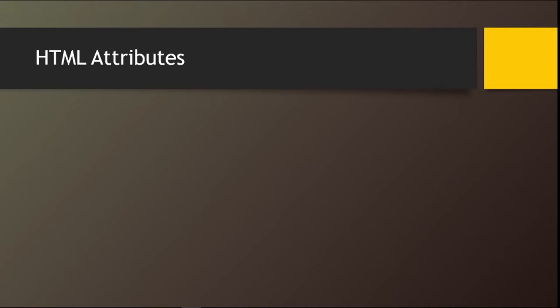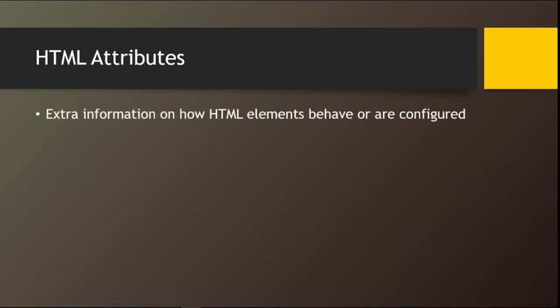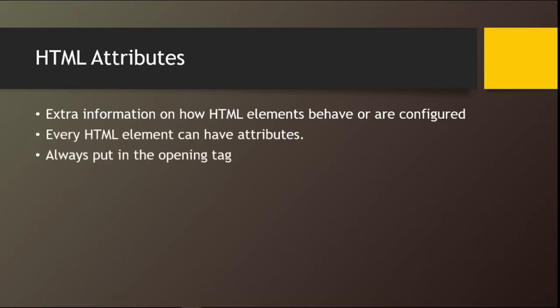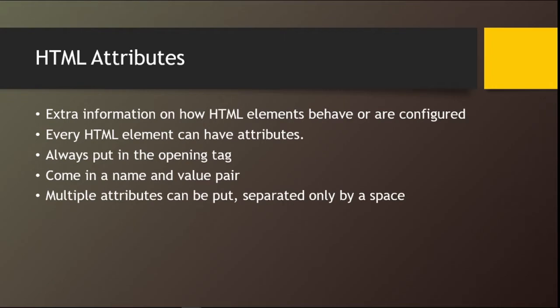HTML attributes are additional or extra information on how HTML elements will behave or are configured. We have to realize that every HTML element can have attributes. It's always placed in the opening tag and comes in a name-value pair. We can put multiple attributes and we just have to separate them with a space. Syntax is written as this.